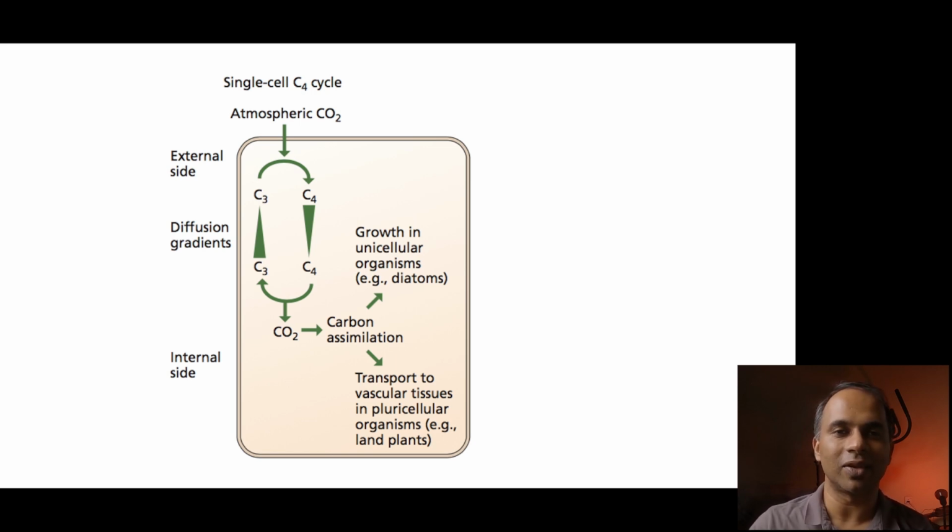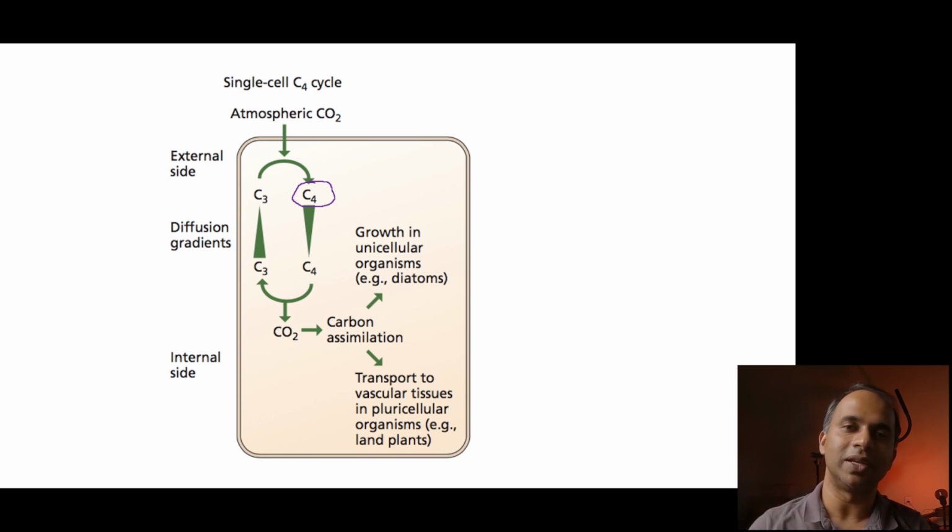Okay, so if you look at this diagram, here we are talking about the single cell C4 cycle. The atmospheric carbon dioxide is going to basically enter into the external side. And then what is going to happen is there is a spatial isolation. So that means inside the single cell, there are an external side and an internal side. And what is going to happen is like earlier, the C3 compound, the C4, what do you call them?